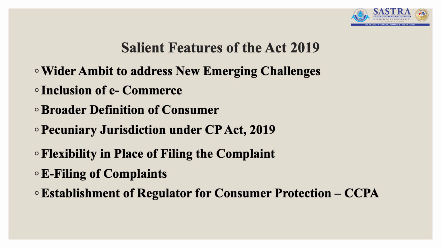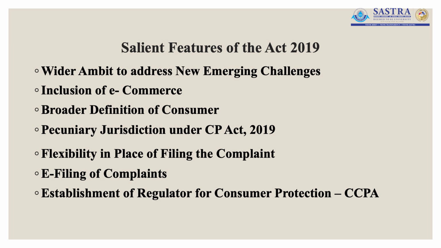If we look at the pecuniary jurisdiction, it got changed in the Consumer Protection Act 2019. In the Consumer Protection Act 1986, if a consumer wants to file a complaint, they have to go to the district commission if the price that they pay for the goods is up to 20 lakhs. They will have to go to the state commission if the price falls above 20 lakhs and goes up to 1 crore. If the price that they pay for the goods is more than 1 crore, they will have to go to the National Commission.